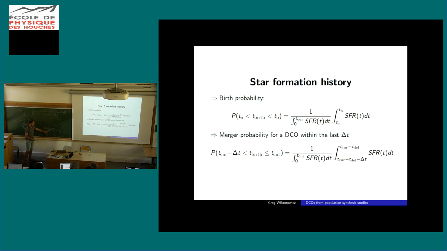Unless t del is larger than 9 gigayears, then we need to improve this calculation. When t del is larger, like for example this size, we cannot go as far because we'll be before the birth of the galaxy, so we need to lower this probability then.